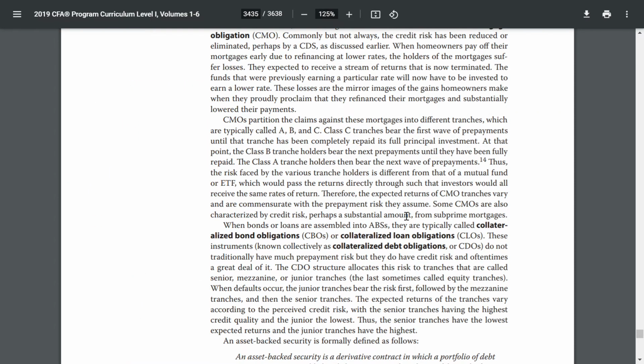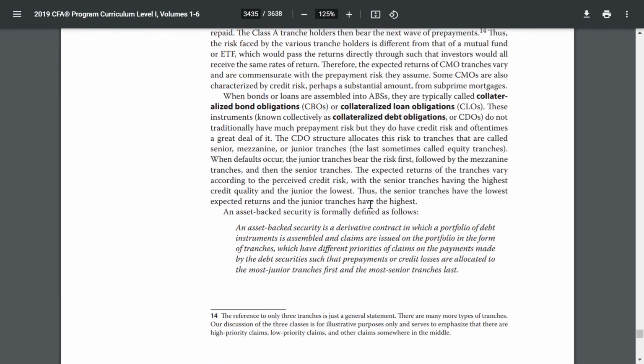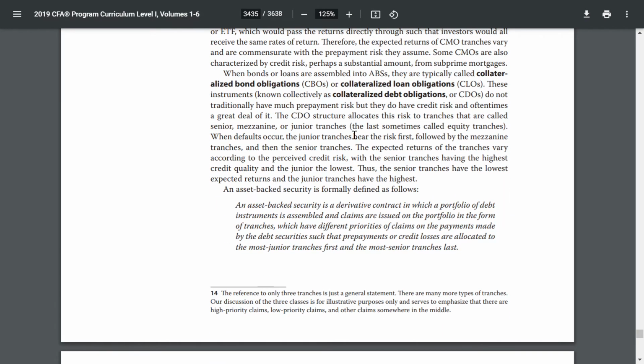When bonds or loans are assembled in ABSs, asset-backed securities, they are typically called collateralized bond obligations, or CBOs, or collateralized loan obligations, CLOs. These instruments, known collectively as collateralized debt obligations, do not traditionally have much repayment risk, but they do have credit risk, and oftentimes a great deal of it.